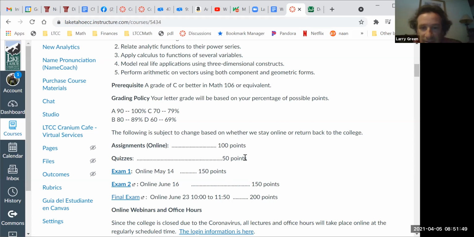Then there's the quizzes, also formative. Okay, not a lot of points in terms of your grade, but what it does is it encourages you a bit to make sure you actually take them. Then we have 2 exams, regular exams on May 14th and June 16th. We also have the online final exam.